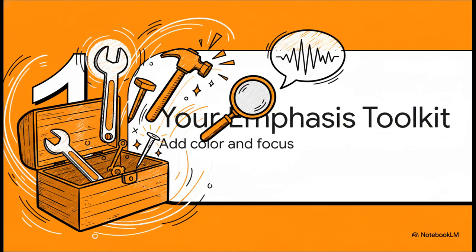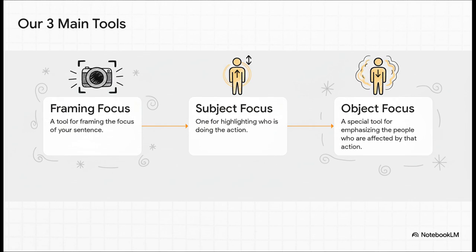Now, instead of thinking about these as boring grammar rules, I want you to think of them as actual tools you can pull out to make your point better, to sound more like a native speaker. Inside our toolkit, we've got three main instruments. First up, we have a tool for framing the focus of your sentence. Then, one for highlighting who is actually doing the action. And third, a really cool tool for emphasizing the people who are affected by that action. Let's grab that first one.